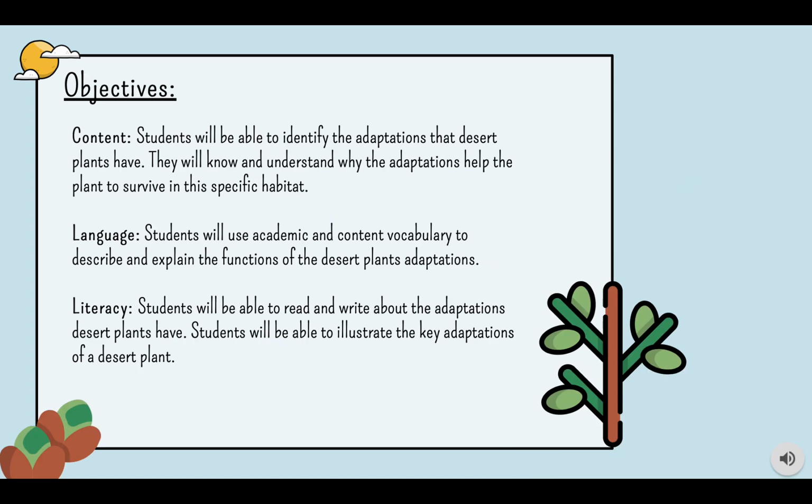The objectives for our lesson are as follows. Content: students will be able to identify the adaptations that desert plants have. They will know and understand why the adaptations help the plant to survive in this habitat. The language objective is students will use academic and content vocabulary to describe and explain the functions of the desert plant's adaptations. Literacy objectives are students will be able to read and write about the adaptations desert plants have. Students will be able to illustrate the key adaptations of a desert plant.